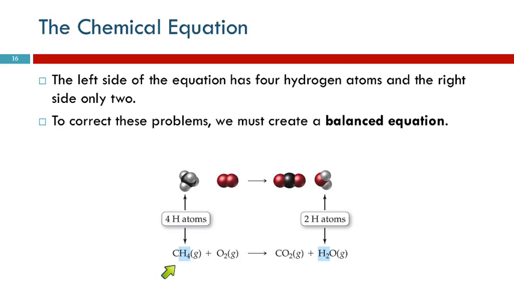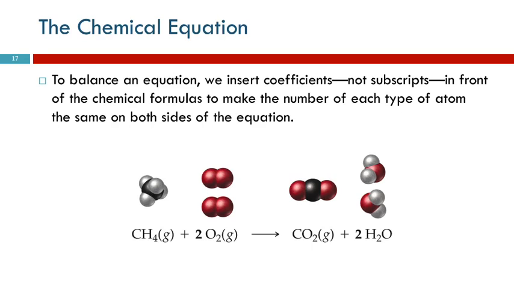The equation is giving us the correct formulas for each of the reactants and the products, but it's not giving us the relationship of how many it is taking. We can't have this reaction occur with just 1 methane molecule and 1 oxygen molecule. It can't happen. So to balance it, we can't change the subscripts on the chemical formulas because that would be changing what the substances are. But we can say there's 2 oxygen molecules by putting a 2 in front of this.